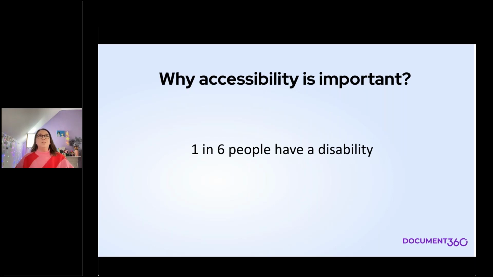So let's get into why accessibility is important. According to the World Health Organization, in 2022, it's estimated that 1.3 billion people experience significant disability, and that means 1 in 6 people in the world have a disability.